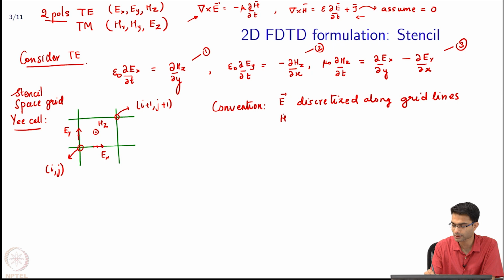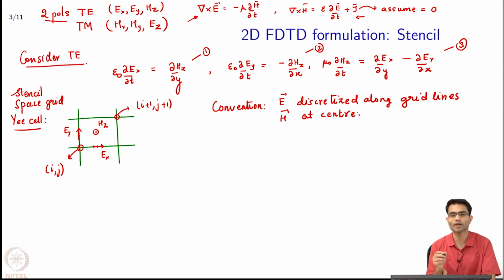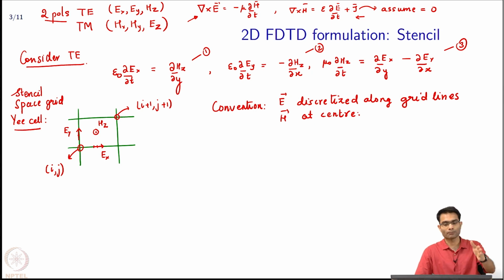Okay, and H at the center. Can you think of a practical reason for doing this? I could have done it the other way also. Continuity equation. Most materials that we work with are electric, not magnetic materials, so we have to many times worry about tangential continuity of electric fields. By choosing a variable to be at the grid line, it is easier to work with boundary conditions.